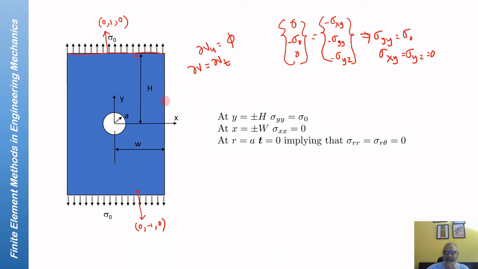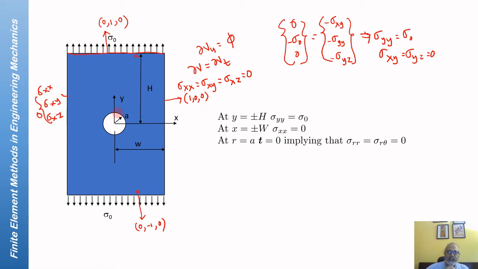Similarly, on this surface, the normal is 1, 0, 0, and it's a traction free surface, which will mean sigma xx, sigma xy, sigma xz are equal to 0. Similarly, here the same things will apply: xx, xy, and xz are 0.